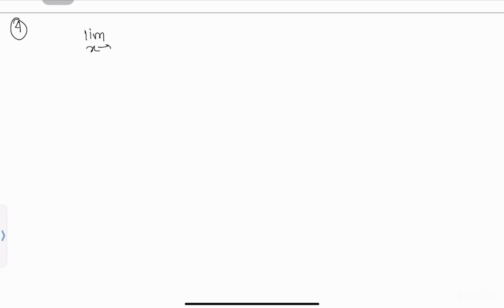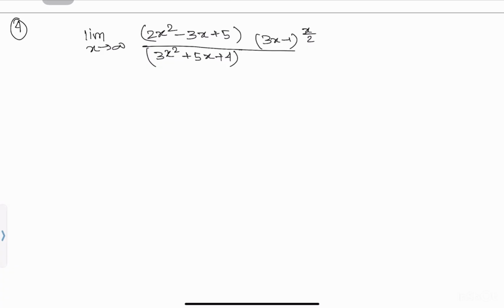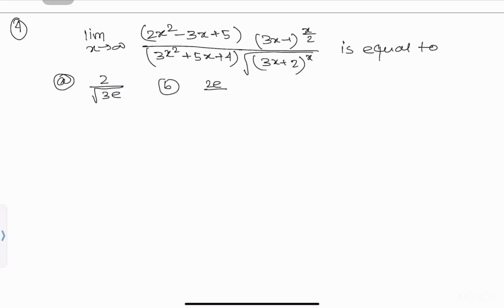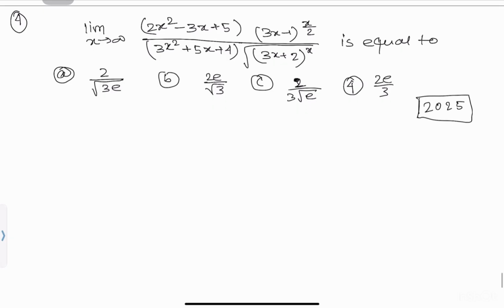Limit x tending to infinity, 2x square minus 3x plus 5 divided by 3x square plus 5x plus 4 and 3x minus 1 whole to the power x by 2, and this is 3x plus 2 whole to the power x, and square root. Okay, is equal to, options are: first, 2 by root 3e; second, 2e by root 3; third, 2 by 3 root e; and fourth, 2e by 3. This is also 2025 JEE Main. Clear? So how to solve this problem?